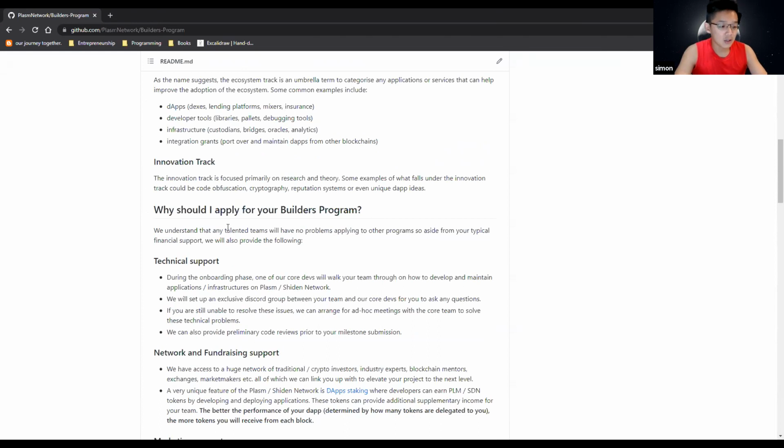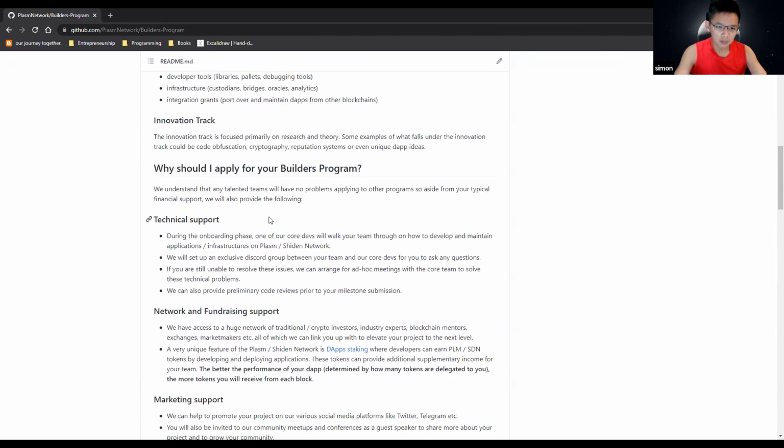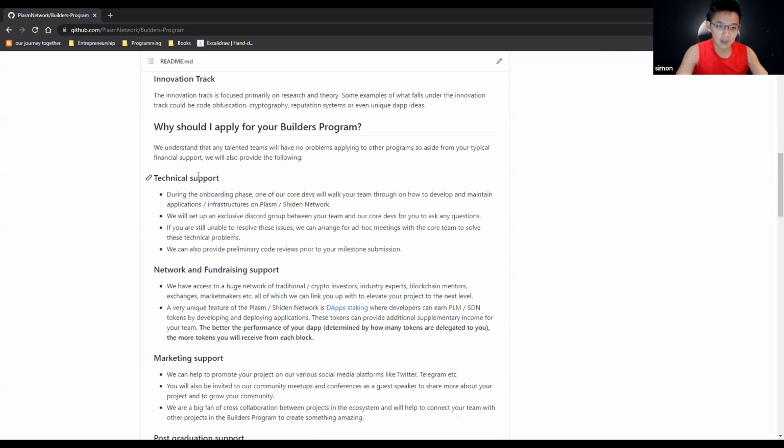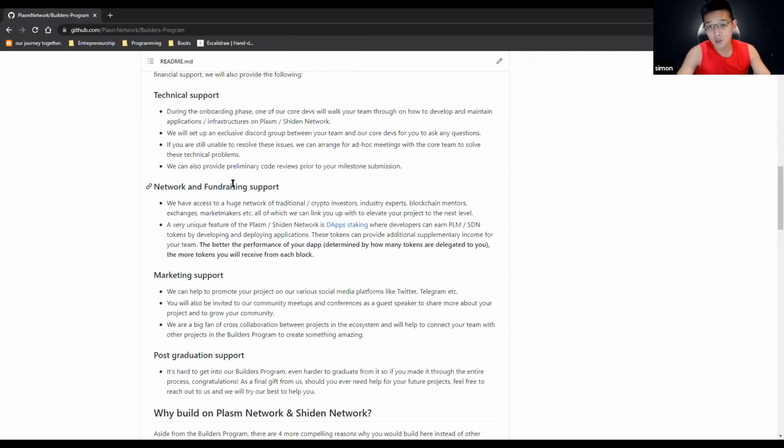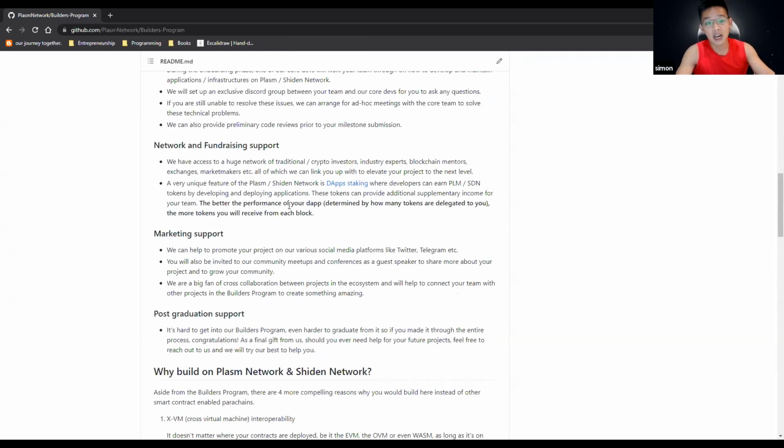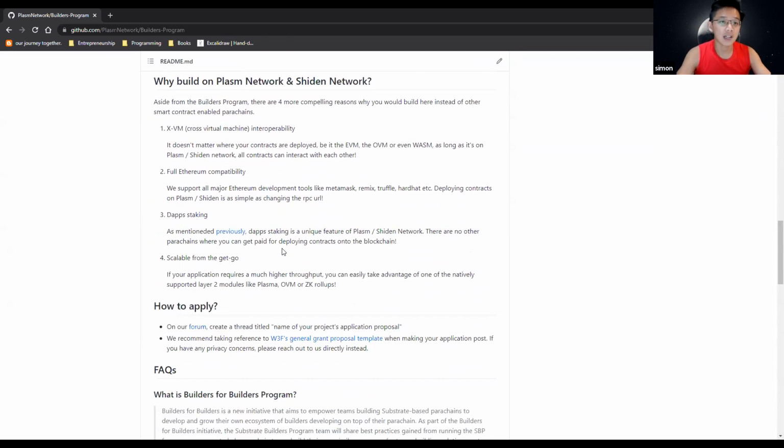During this Builders program, we are planning to provide teams with many different kinds of support. For example, we can give them technical support, network and fundraising support, and marketing support. Even after they graduate from the program, we can still support them. For example, if they need connections to certain VCs or certain people that we already know, we can help link them together and things like that. So you guys already know why we should build on WASM, things like that.